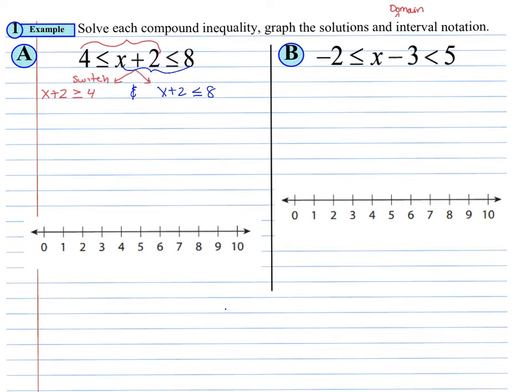Now we're just going to solve each one. So we're going to subtract 2 from both sides for the red inequality. And we're going to have x is greater than or equal to 2. That is our first inequality and solution.